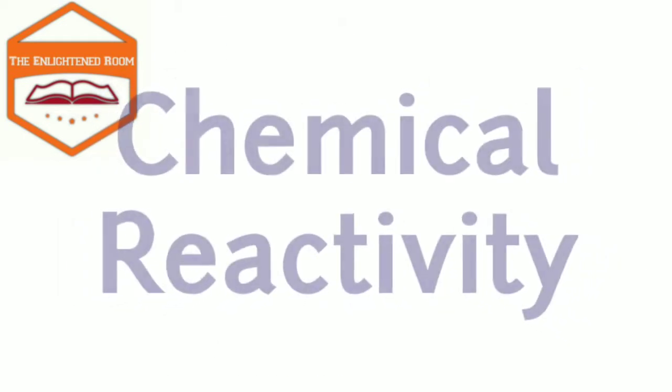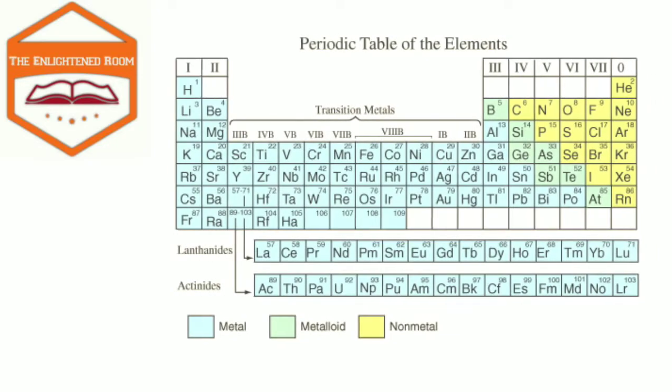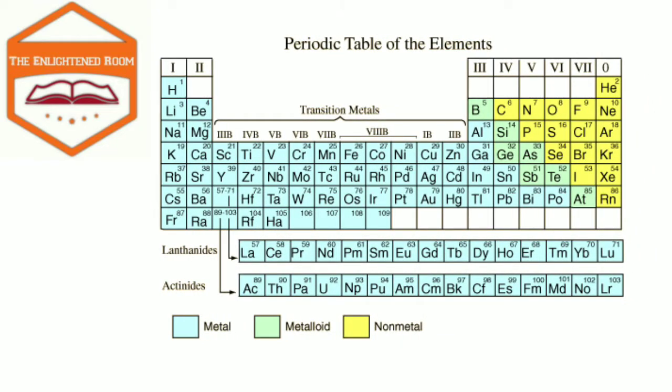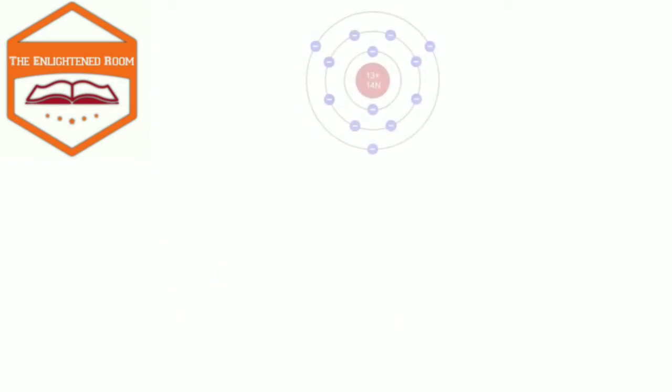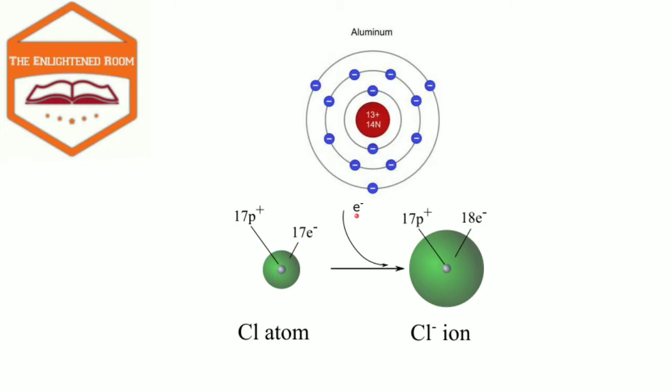Now, let's talk about the chemical reactivity. All the elements in the periodic table are not chemically equally reactive. Some are more reactive than the others. So, the chemical reactivity of an element depends upon its position in the periodic table, which in turn depends upon its outer electronic configuration, which we are going to discuss.